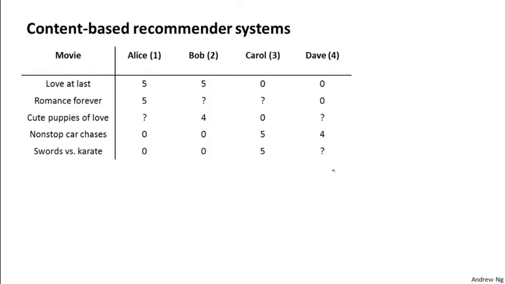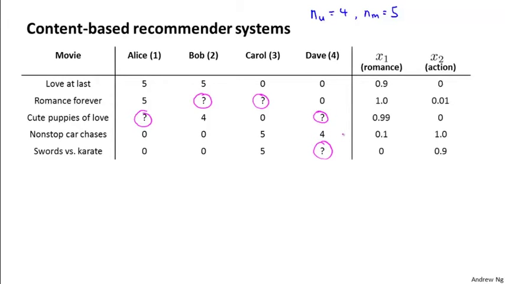Here's our data set from before, and just to remind you of a bit of notation, I was using NU to denote the number of users, and so that's equal to 4, and NM to denote the number of movies. I have 5 movies. So how do I predict what these missing values would be? Let's suppose that for each of these movies, I have a set of features for them. In particular, let's say that for each of the movies, I have 2 features, which I'm going to denote x1 and x2, where x1 measures the degree to which a movie is a romantic movie, and x2 measures the degree to which a movie is an action movie.